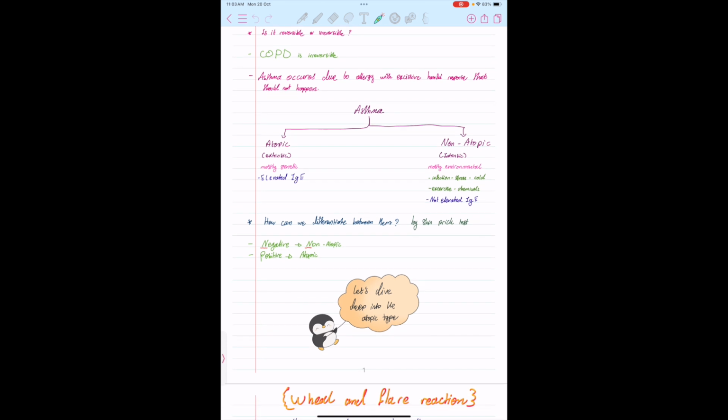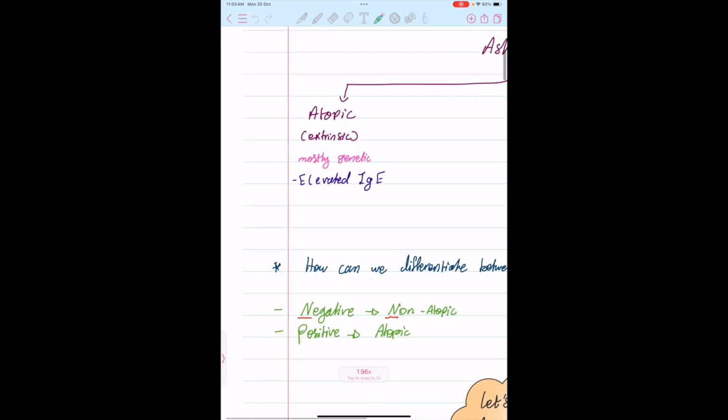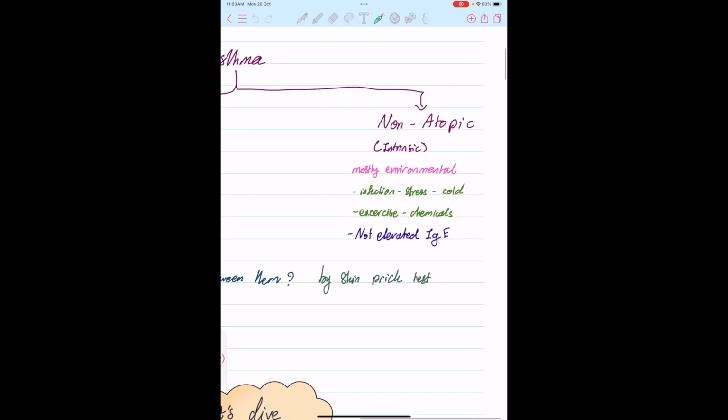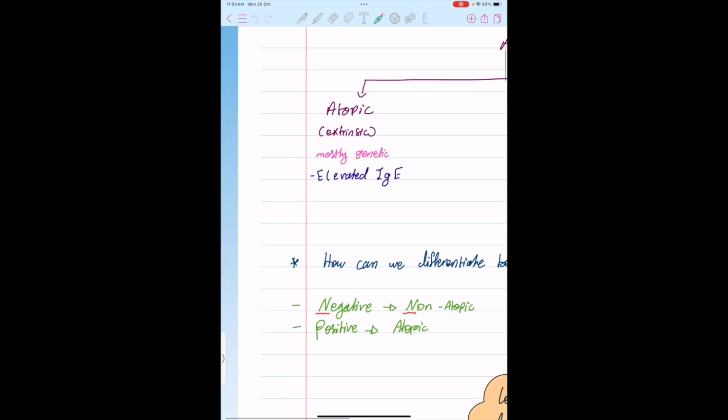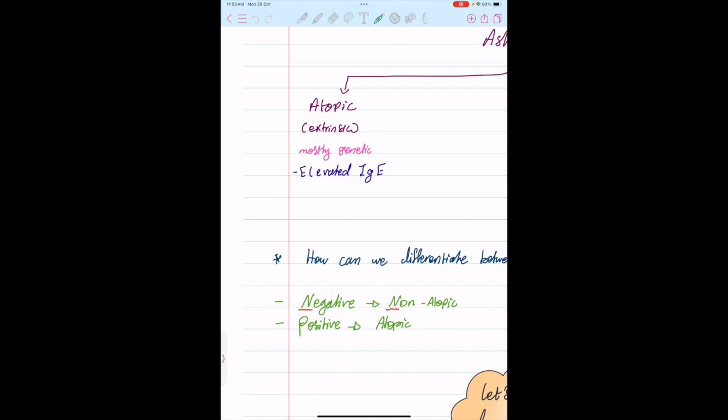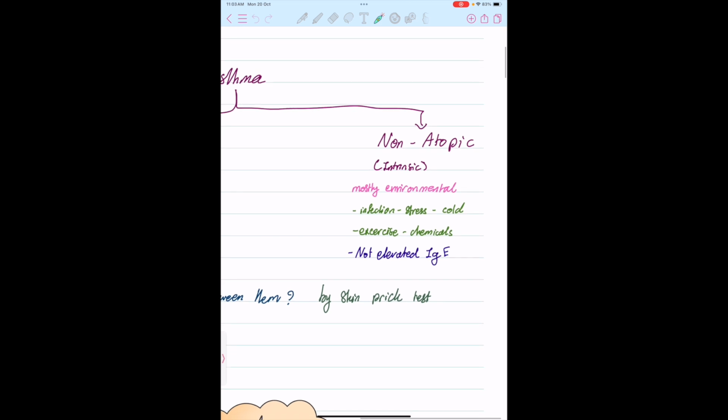According to the classifications, asthma has atopic and non-atopic types. The atopic type has something that triggers it from outside, but the non-atopic one is from inside the body. The atopic ones are mostly genetic and have elevated IgE, but the non-atopic one is mostly environmental, such as infection, stress, cold, exercise, and chemicals, and it does not have elevated IgE.